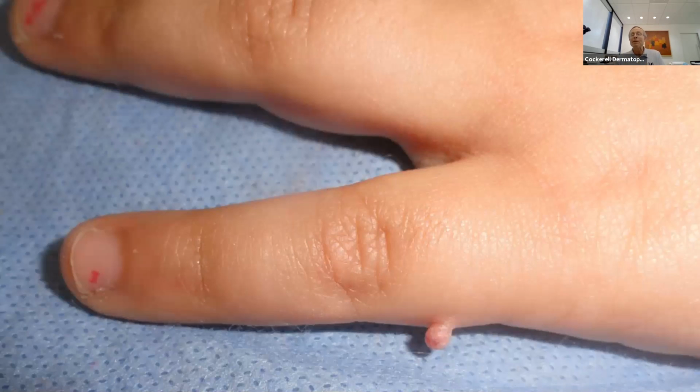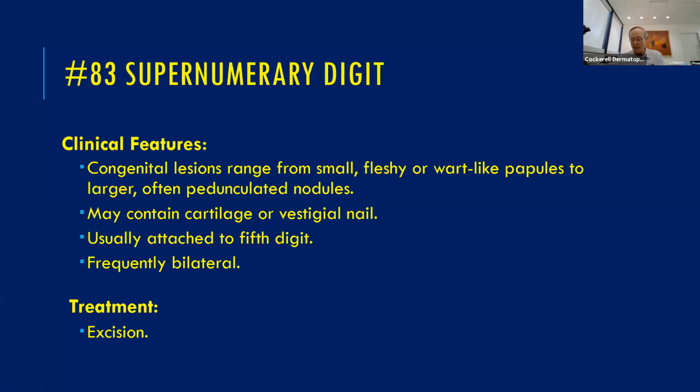But if it's been maybe auto-amputated and there's this little tiny papule that's left like this, and you biopsy it, this is usually what it shows. So yeah, it does look like a traumatic neuroma. So that's a supernumerary digit that doesn't have all this cartilage, nail, and everything in it. So just remember that that's what these things usually look like.